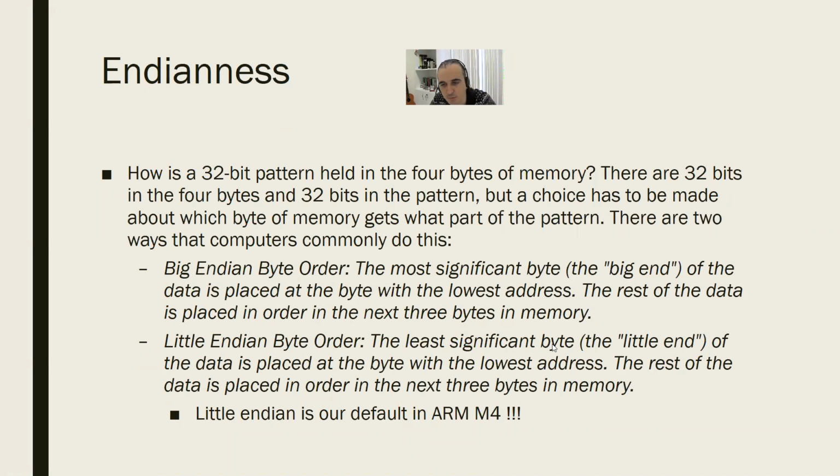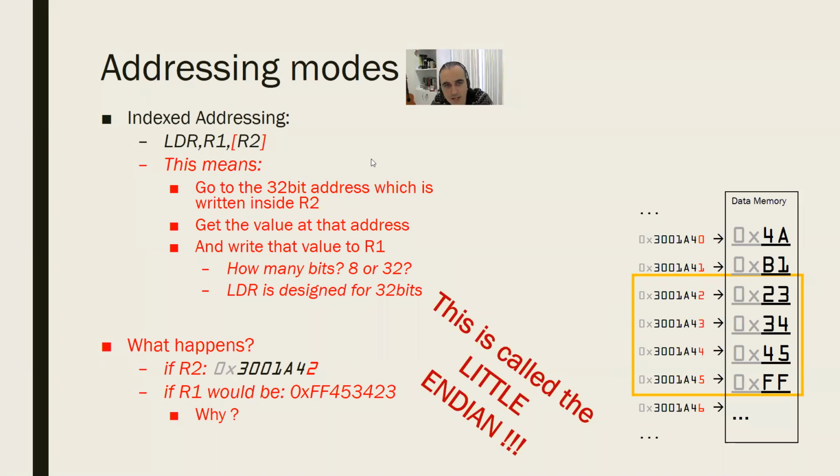The least significant byte of the data is placed at the byte with the lowest address. So lowest address, least significant byte. What does this mean? I was reading values from 4 memory locations. Each memory location has an address value, hotel room numbers. In little endian, the rule is this: you read the lowest address and write it to the least significant part. So guys, the lowest address has 23. I'm writing 23 to the least significant part. Next one, next.